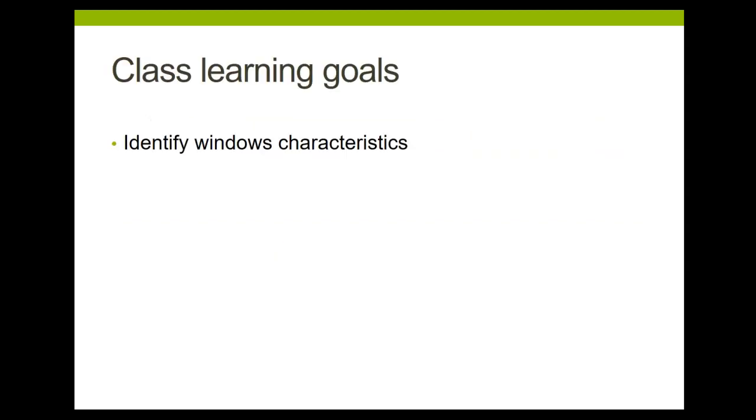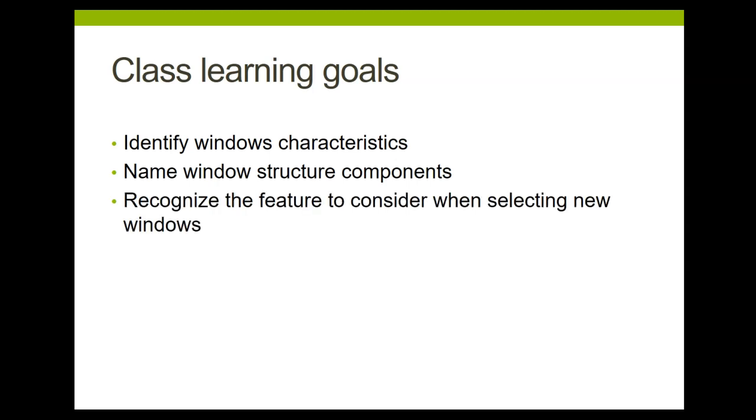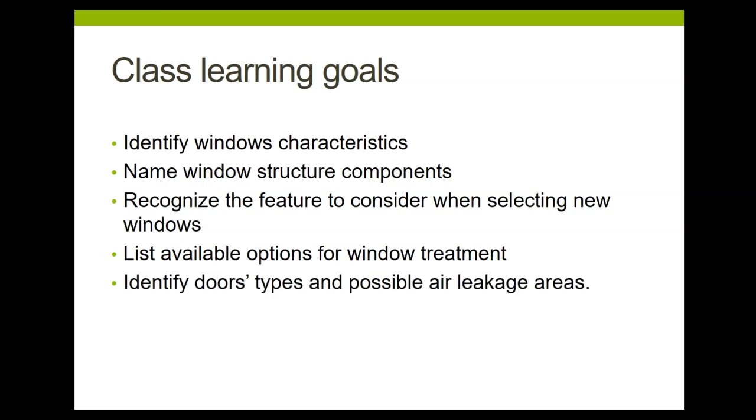So we would like to know how to identify window characteristics, what makes a window, what the components and parts are, and how they differ, and hopefully they will add some information to your knowledge. Again, structure and components. What are the features? What are the different types of windows? How do we counteract the windows problems? Again, I did say before that windows are a problem for HVAC technicians because we lose and gain a lot of heat from windows and doors. List available options for window treatment. That's again, how do we counteract windows and doors issues. Door types, possible air leakage areas. Okay, windows.